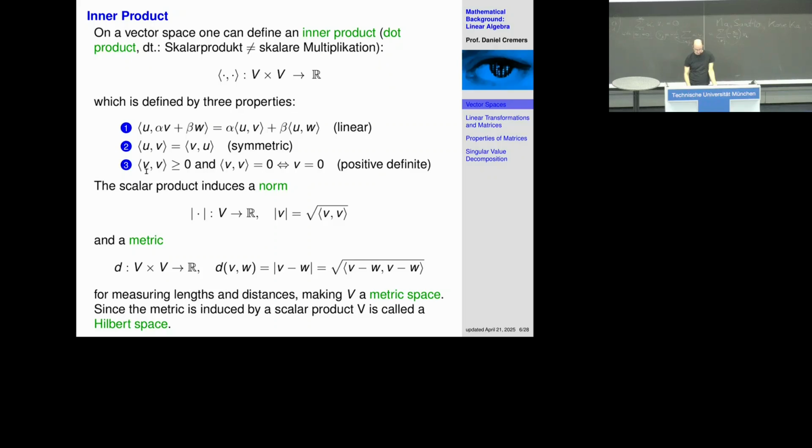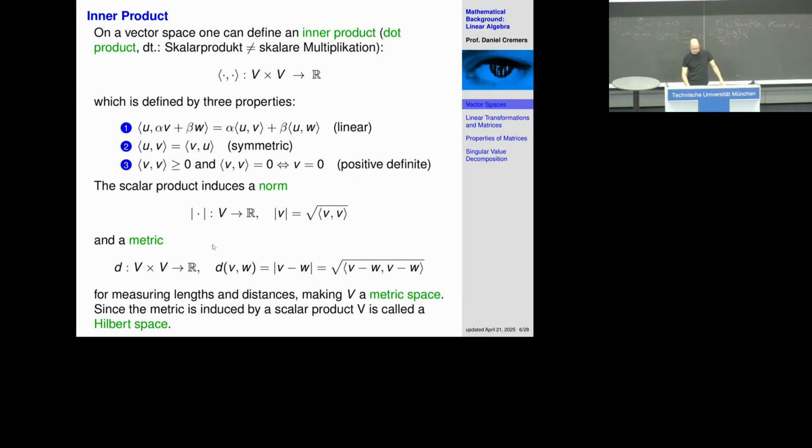And lastly, you have this property of being positive definite, meaning the scalar product of a vector with itself is always positive or zero, and it's zero if and only if the vector itself is zero. And since that is the case, we can use this dot product or inner product to define norms on vector spaces. So for example, for a vector V, we can talk about its length, and this is often written as the square root of V multiplied with itself.